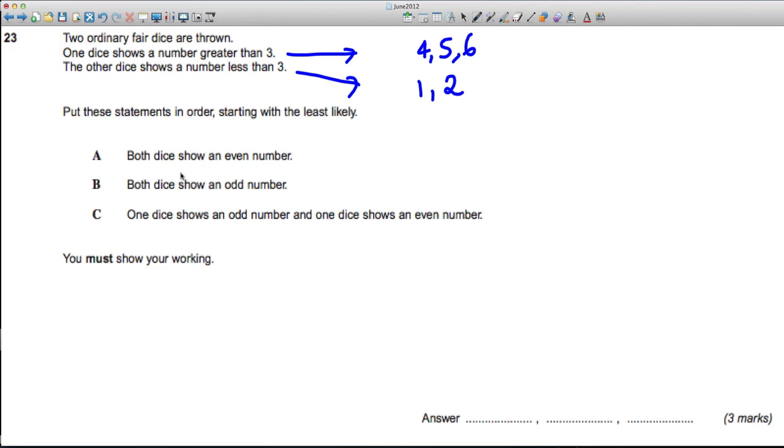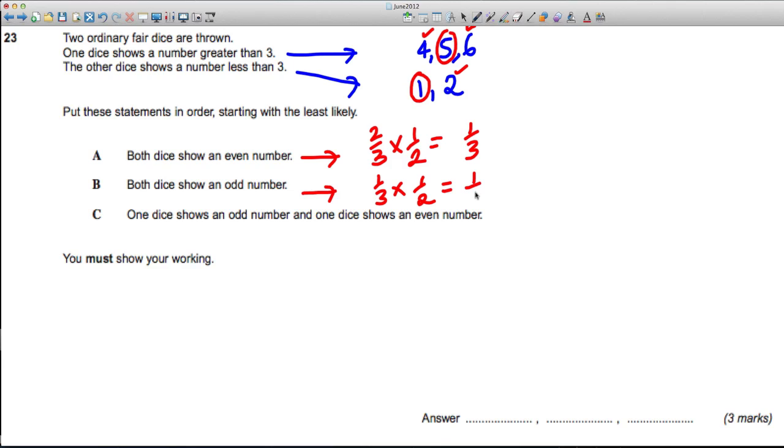Both dice show an even number. So for both dice to show an even number, it would be 2/3, multiplied by a half, because there's 2 out of 3 for this one, and a half for this one. 2/3 multiplied by a half would be equal to a third. If both dice were to show an odd number, it would have to be the 5 and the 1 here, so it would be 1/3 multiplied by 1/2, which would be 1/6.